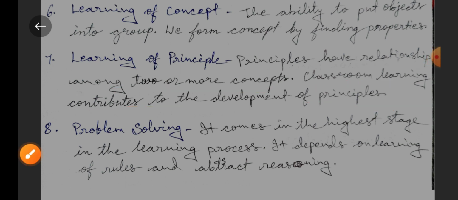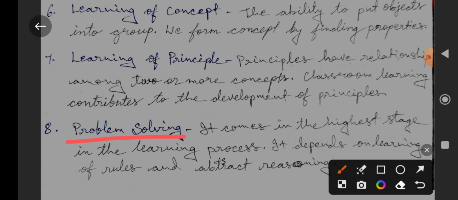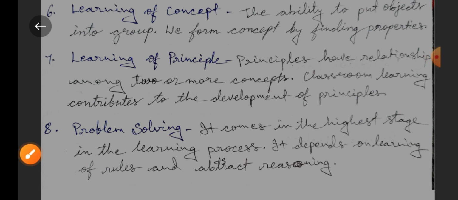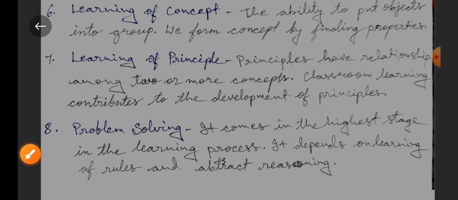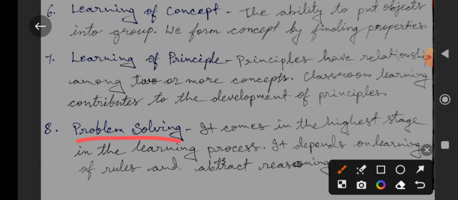The last one is problem solving. We also learn by solving problems. Okay, so it comes at the highest stage in the learning process. So friends, problem solving is the highest stage in the learning process. It depends on learning of rules and abstract reasoning. Okay, when a child can solve a problem, it will help in his learning.